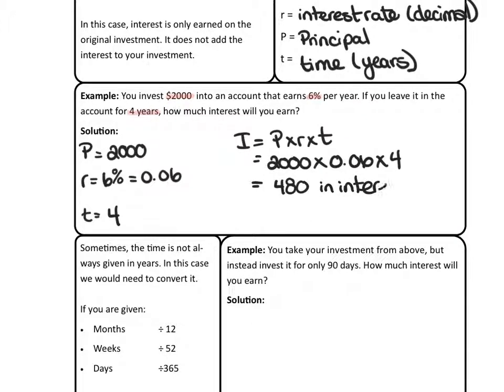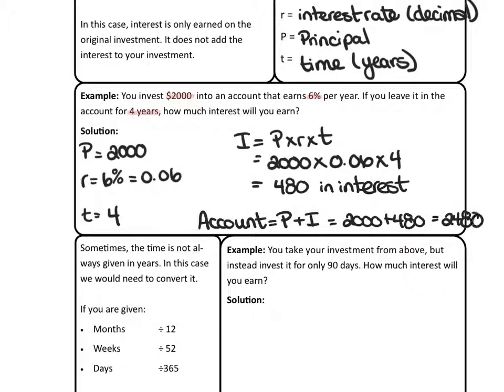I could then ask you how much is in your account now. And we could easily figure that out just by adding our principal plus our interest, which is 2,000 plus our 480. So if you want to know what's in your account now, it would be $2,480.